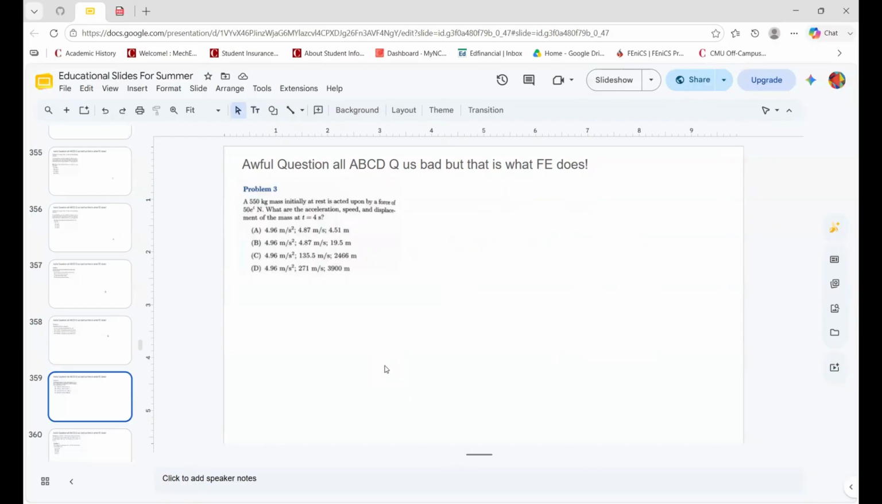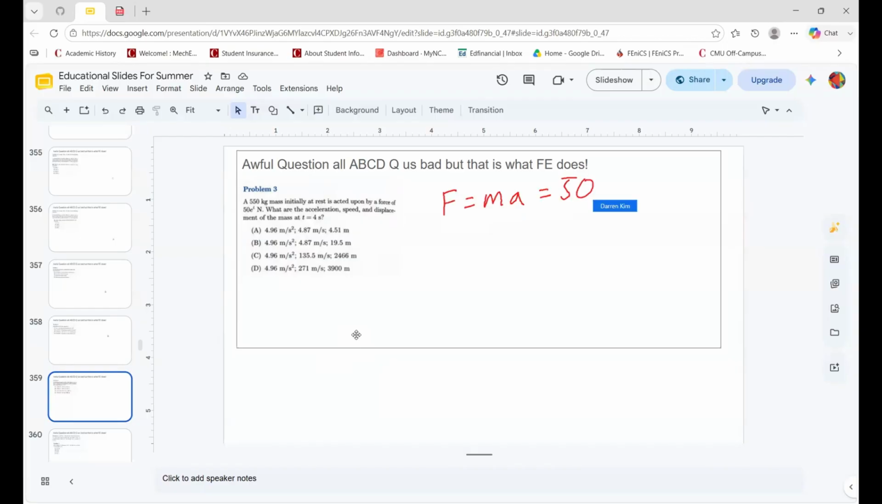A 550 kilogram mass initially at rest is acted upon by a force 50 e^t. What the hell? No way. What is the acceleration, speed and displacement of the mass at t equal 4? Okay, so that's interesting. All you have to do is say F equals ma, and we know that equals 50 e^t, and we know the mass is 550. So for a, we already got a's equation. This is the equation for a, e^t. Now, look at that. It's all the same. Whoever designed this question clearly knew that was the easiest one.